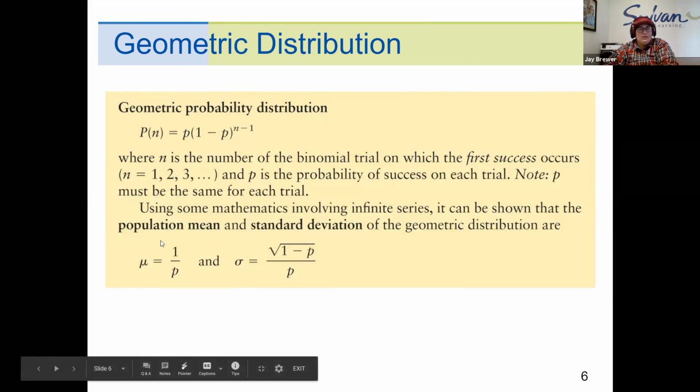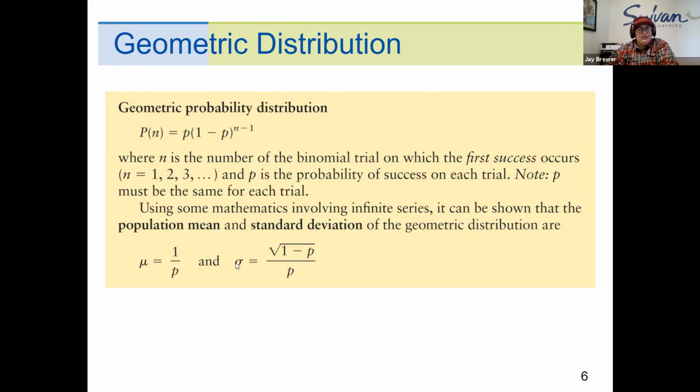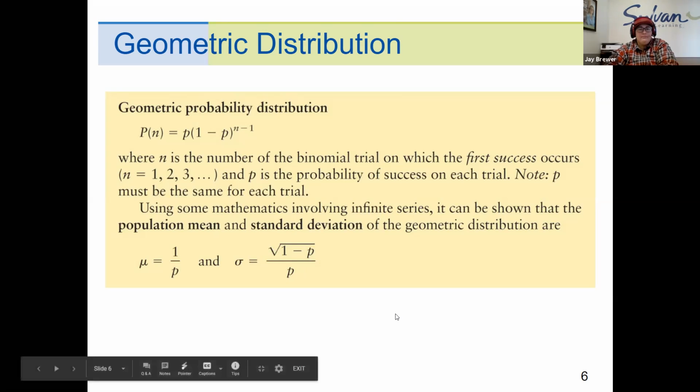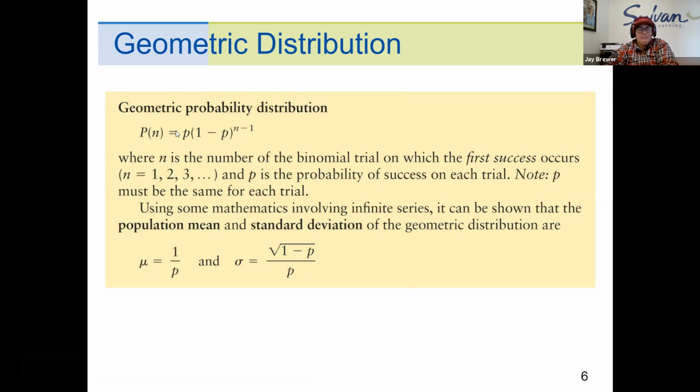Here you can see you have a different way of finding mean and a different way of finding standard deviation. You have 1 over p, and then you also have the square root of 1 minus p, which you would know as q, divided by p. You're also given the distribution itself as P of n equal to p times the quantity 1 minus p raised to the n minus 1. Again, for some reason, they only use p's here. They do not bring in your q.